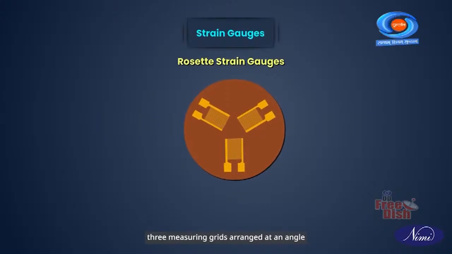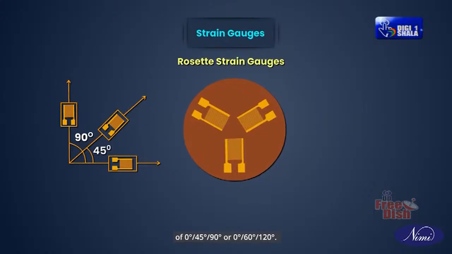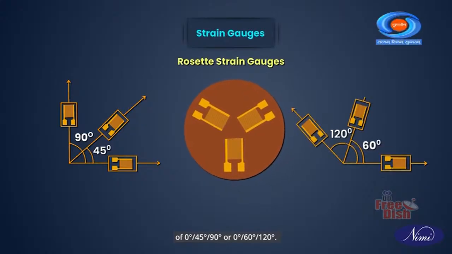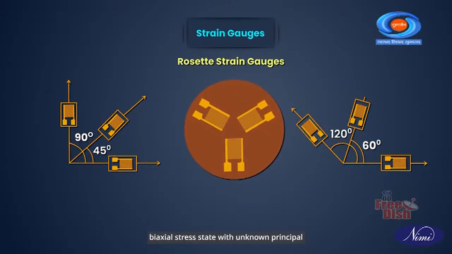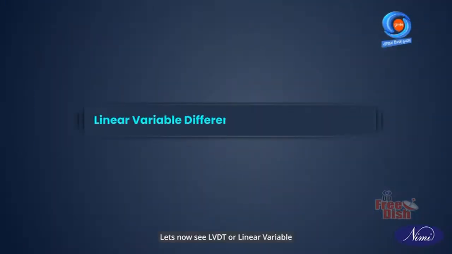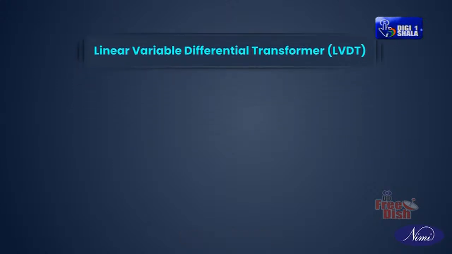Rosette strain gauges. They are comprised of three measuring grids arranged at an angle of 0 degree, 45 degree, 90 degree, or 0 degree, 60 degree, 120 degree. Rosettes are an appropriate choice for analyzing the biaxial stress state with unknown principal directions. Let's now see LVDT, or linear variable differential transformer.